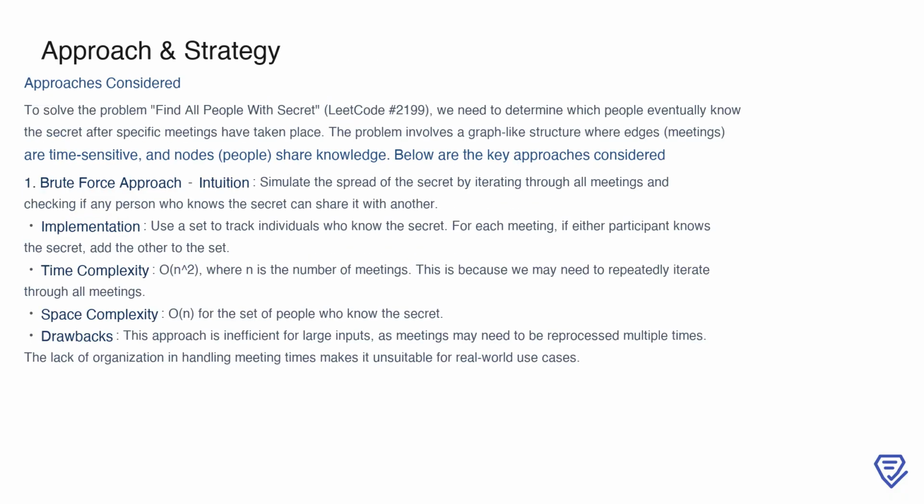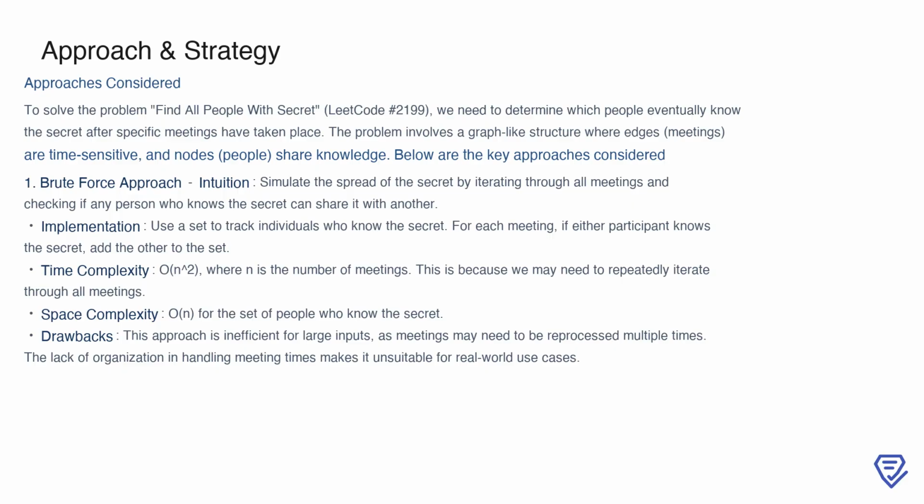To solve the problem Find All People with Secret, we need to determine which individuals eventually learn the secret after a series of time-sensitive meetings. The problem can be visualized as a graph, where people are the nodes and meetings are the edges. One approach we considered is the brute force solution. The intuition here is straightforward: simulate the spread of the secret by iterating through all meetings. If either participant in a meeting knows the secret, the other person is added to the set of people who know it. While this method is easy to conceptualize, it has significant drawbacks.